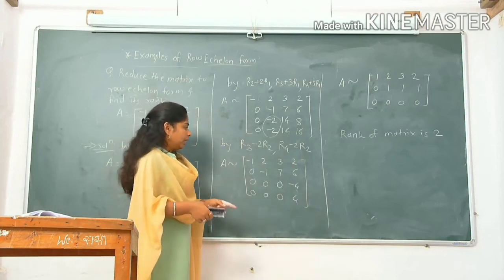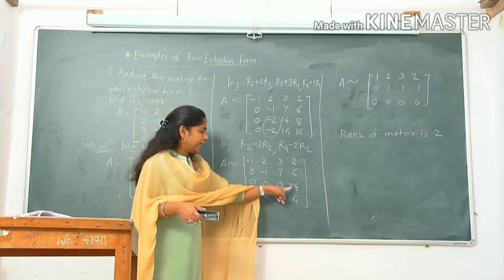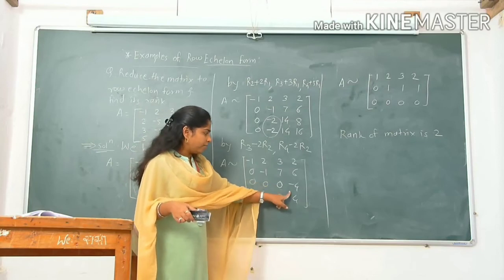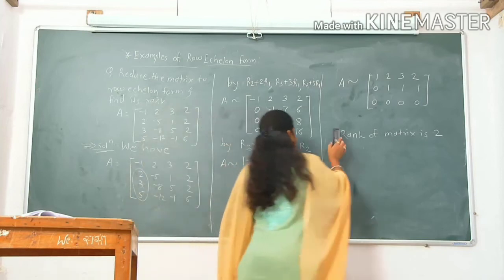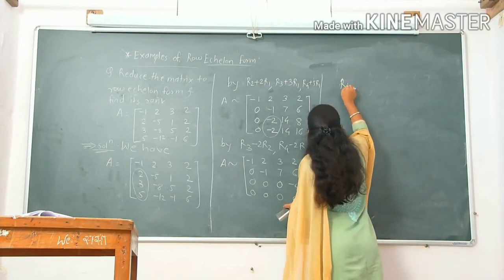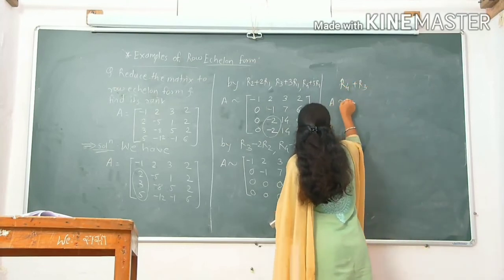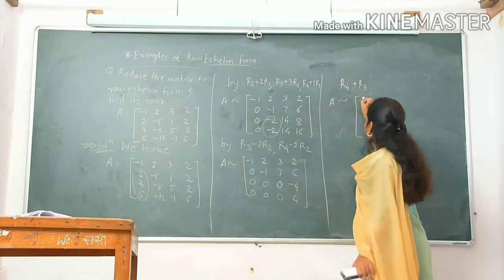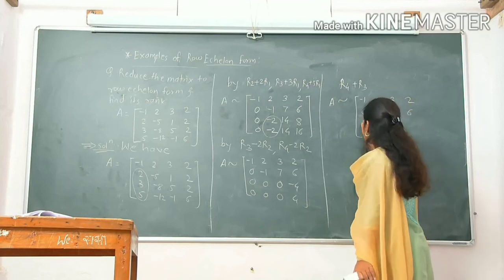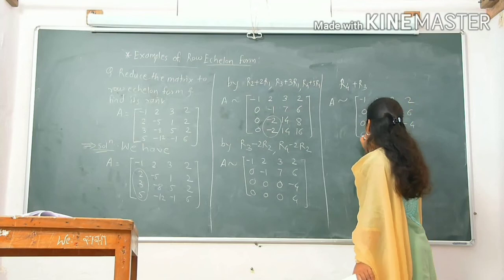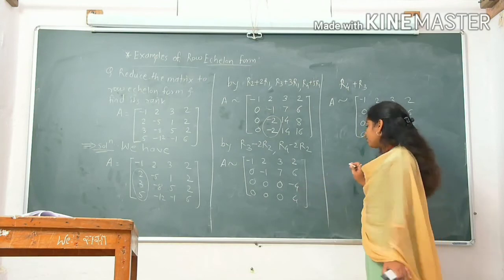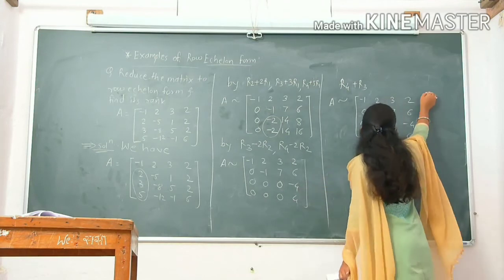Now here we can perform either R3 plus R4 or R4 plus R3. So we perform R4 plus R3. Then we get A is similar to [1, 2, 3, 2; 0, minus 1, 7, 6; 0, 0, 0, minus 4; 0, 0, 0, 0]. Here we perform R4 plus R3, therefore 4 plus minus 4, which is 4 minus 4, therefore 0.